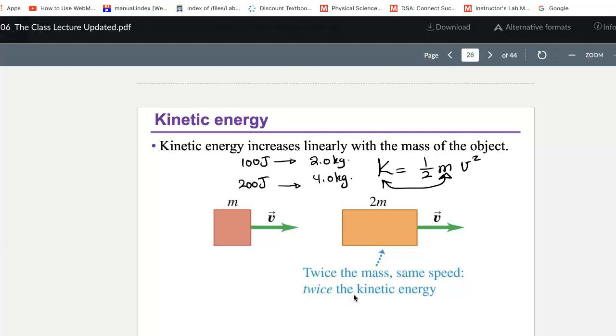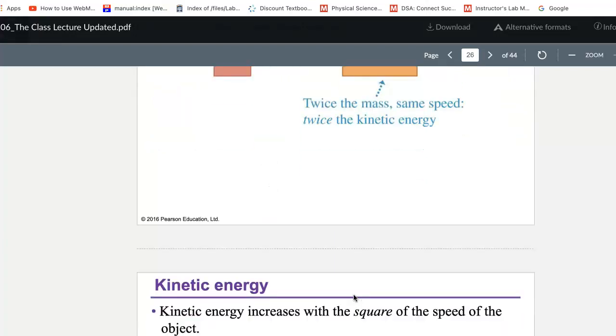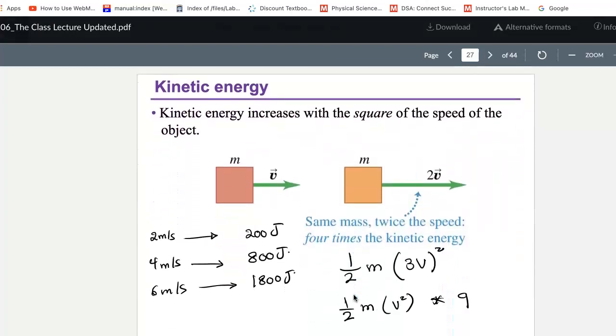If you have a mass that is 2 kilograms, its kinetic energy is 100, moving with a certain speed. If I have a mass of 4 moving with the same speed, its kinetic energy is going to be 200. But when we look at the speed, because it is squared, the situation is going to be different. If you have 2 meters per second, for example, with kinetic energy 200 joules, if we double its speed, then the energy is going to be 4 times, 800. If we triple it, then the energy is going to be 9 times.